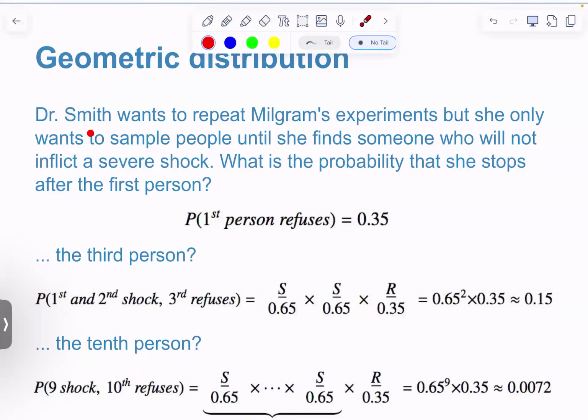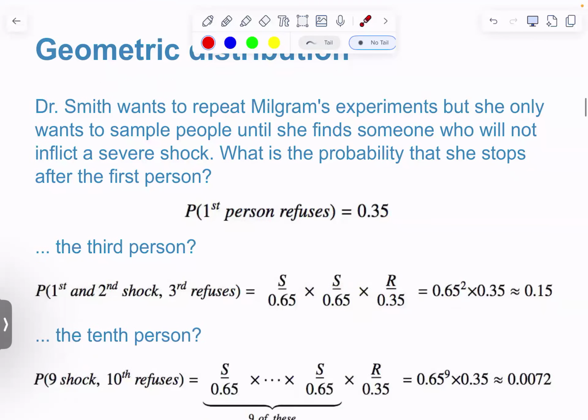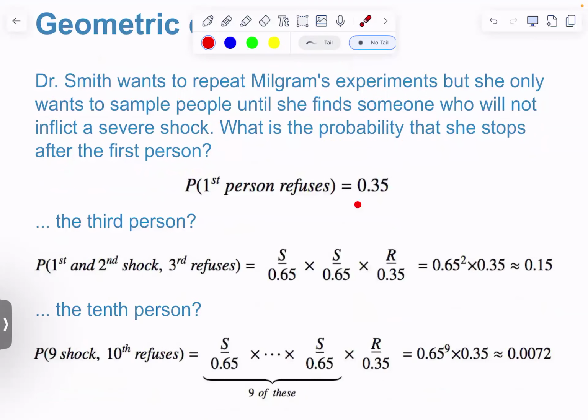Here's a scenario. Dr. Smith wants to repeat Milgram's experiments, but she only wants to sample people until she finds someone who will not inflict a severe shock. What's the probability that she stops after the first person? The probability that the first person refuses is 0.35. What's the probability that she has to stop after the third person?